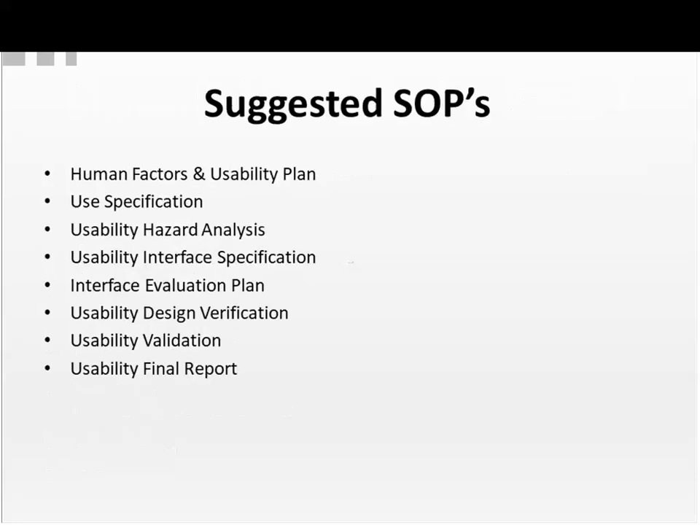Now, specific to the human factors, as part of design control, you should have SOPs on the usability plan, on how to develop the use specification, how to do a usability hazard analysis, how to develop the usability interface specification, the use interface evaluation plan, the design verification, how to conduct the usability validation, and how to create the final report.